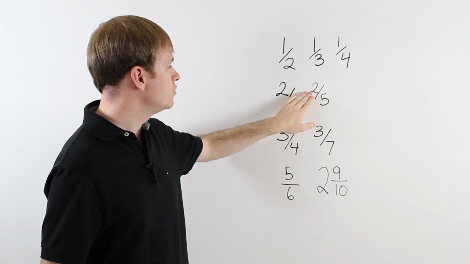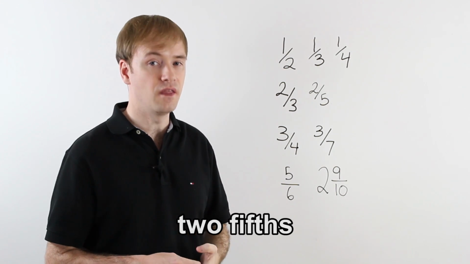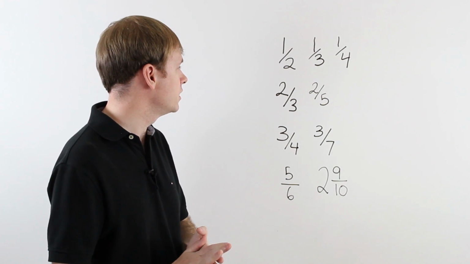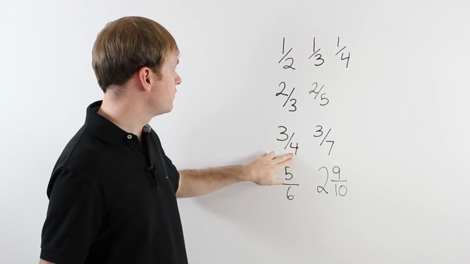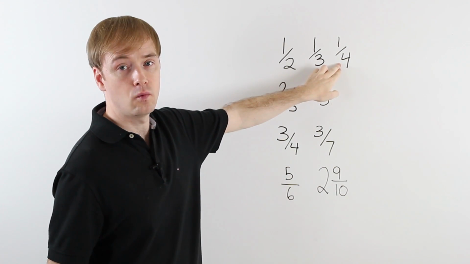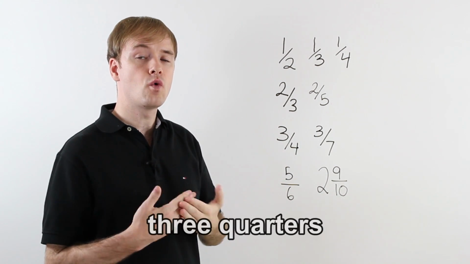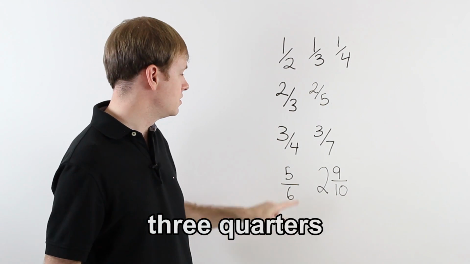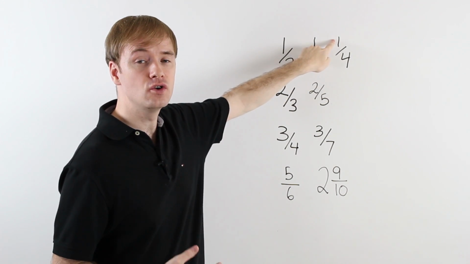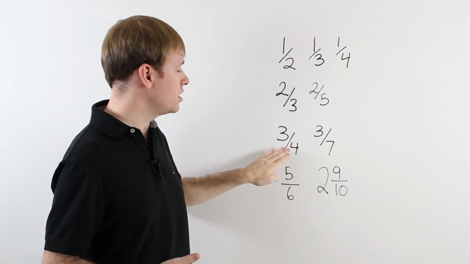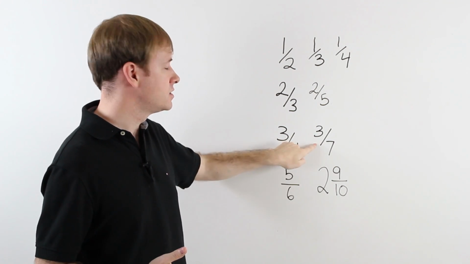2/5. The next line, I'm starting with 3, and we have the 4. So this is 1/4. This is 3/4. This has an S. This has no S because it's singular. 1/4, 3/4. What's this?